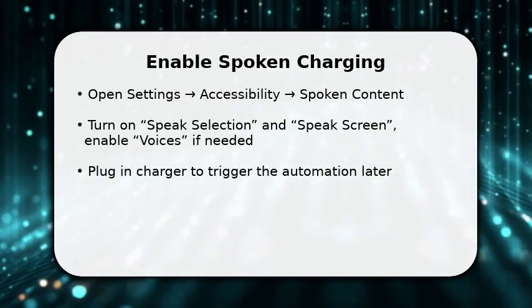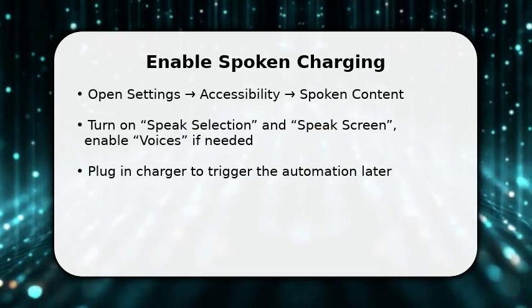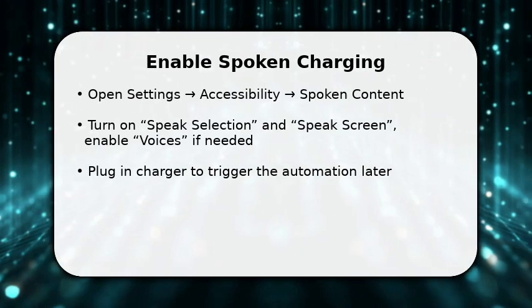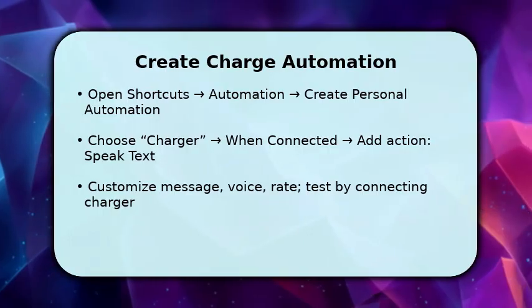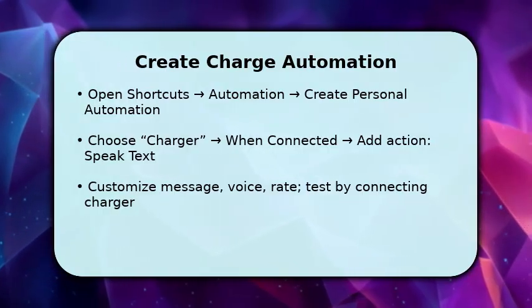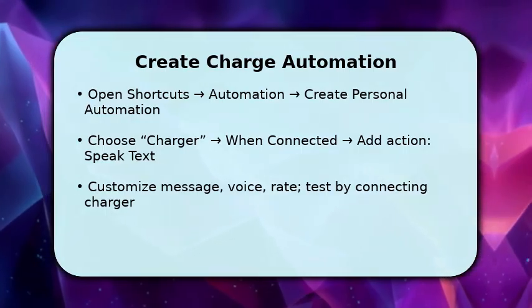Make sure the charger is ready to plug in, because the next step builds an automation that responds when power connects, not later. Now you'll create an automation to speak when the charger connects. Open Shortcuts, tap Automation, then create Personal Automation, pick Charger and choose When Connected.